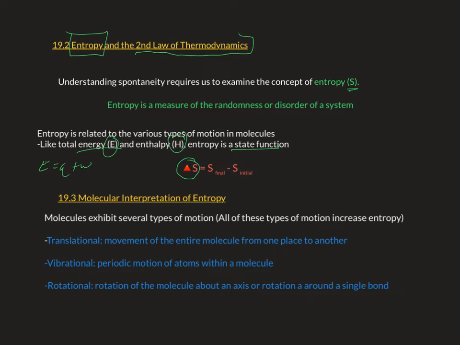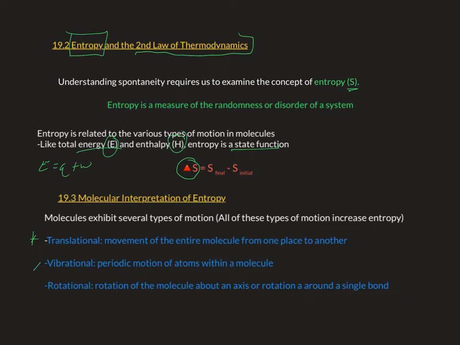So this is highlighted by 19.3, where we look at molecular interpretations of entropy. Molecules will exhibit several types of motion, and all these types of motion that I mentioned below in blue will increase entropy. The first type is translational motion. This is the movement of the entire molecule from one place to another. That makes perfect sense. Molecules move.